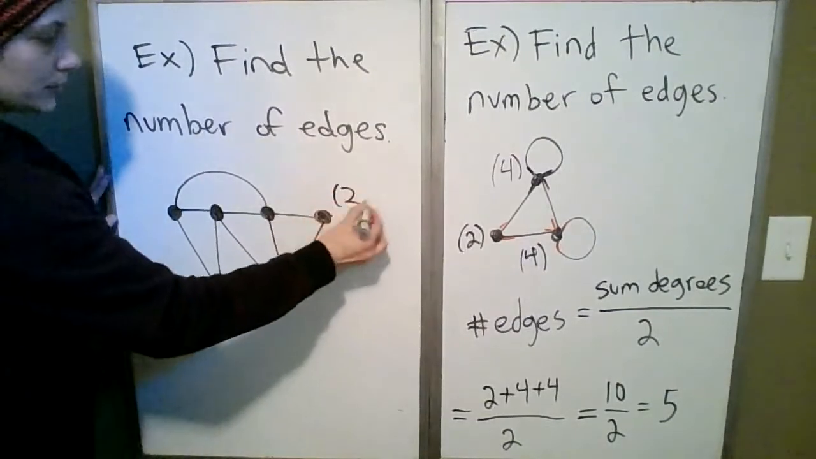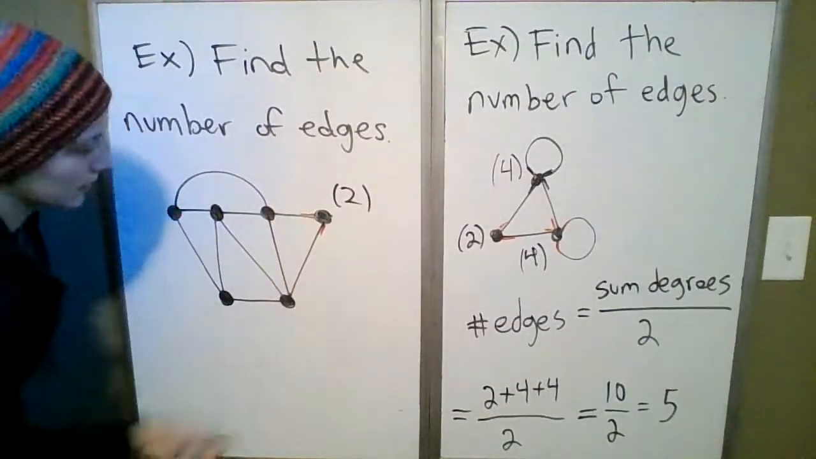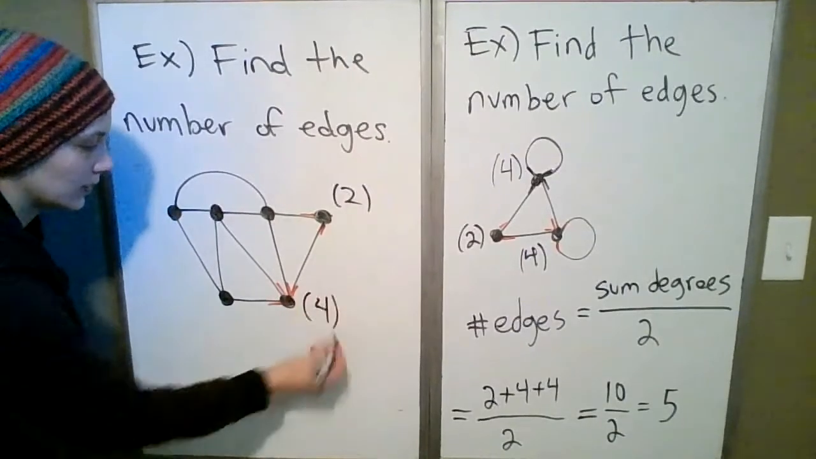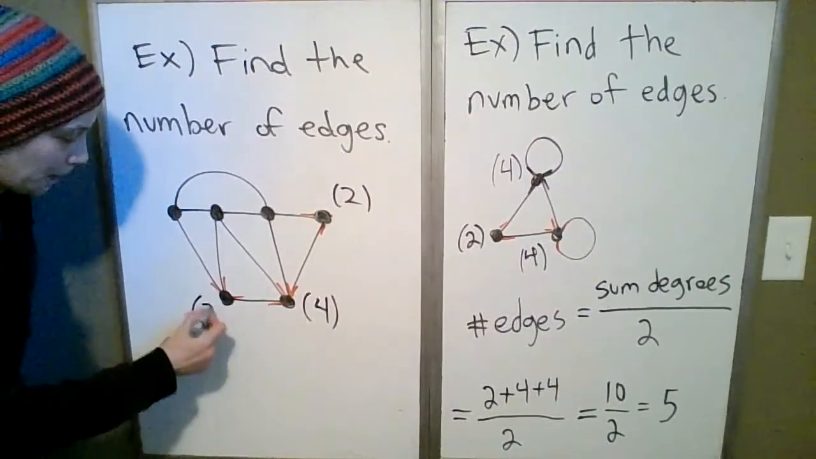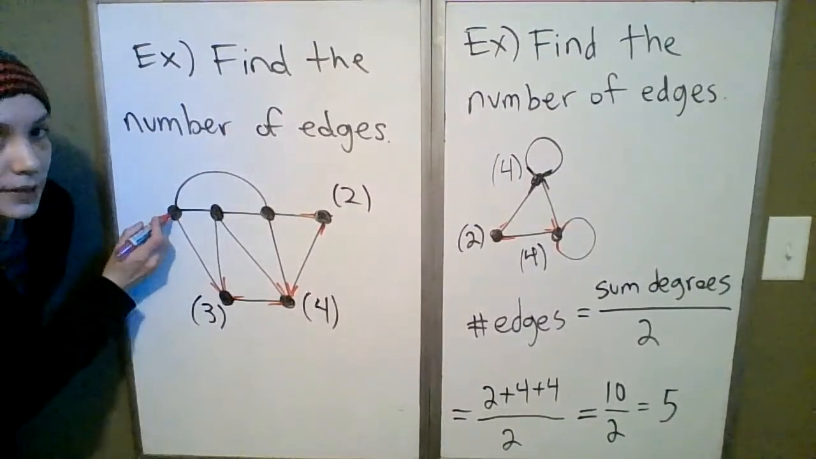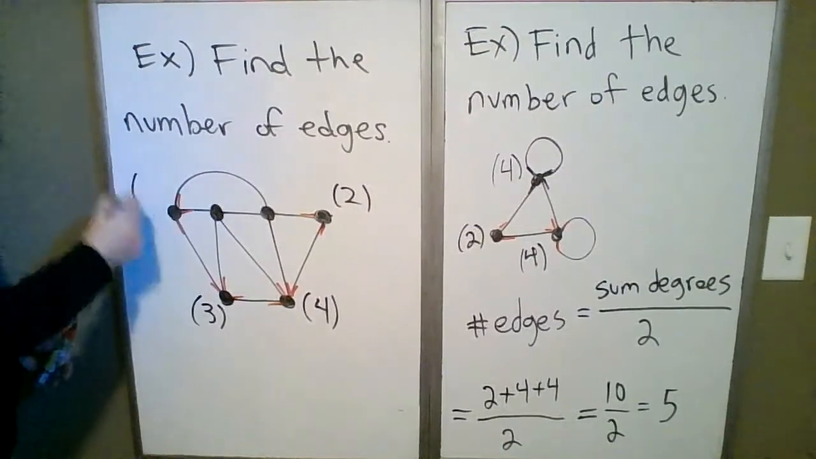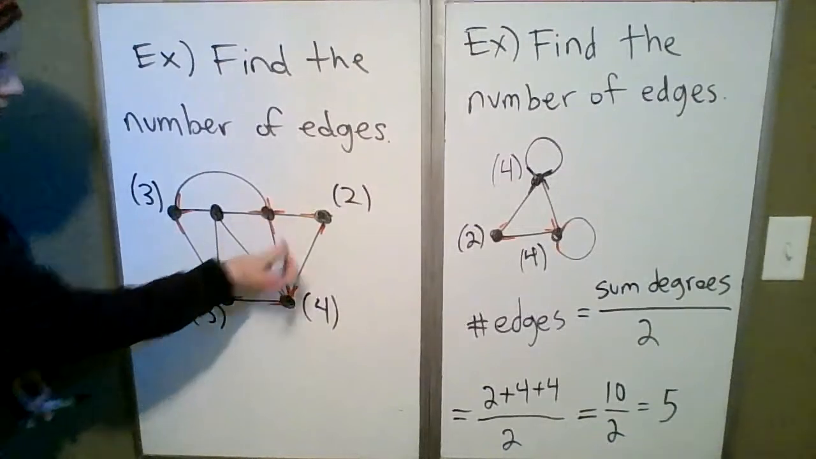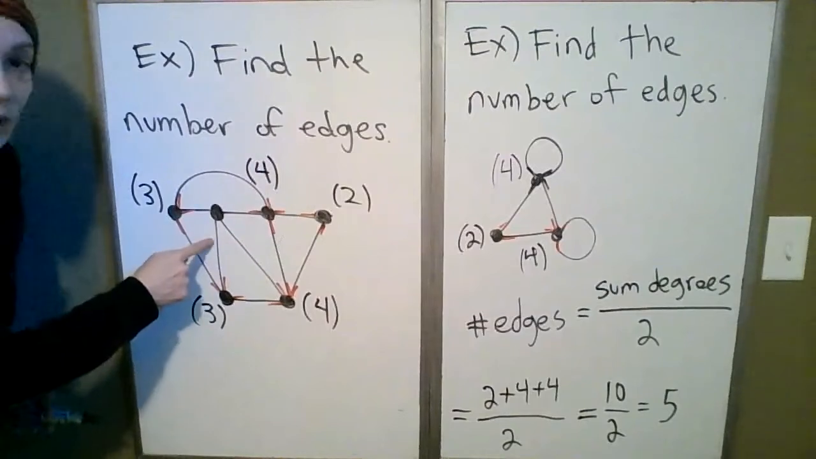This would be degree 2. 2 edges. This would be 1, 2, 3, 4, degree 4. This has 3 edges going to it, so it has degree 3. Same here. 1, 2, 3 edges meet that vertex. Degree 4, right here. And 1, 2, 3, 4. Degree 4.